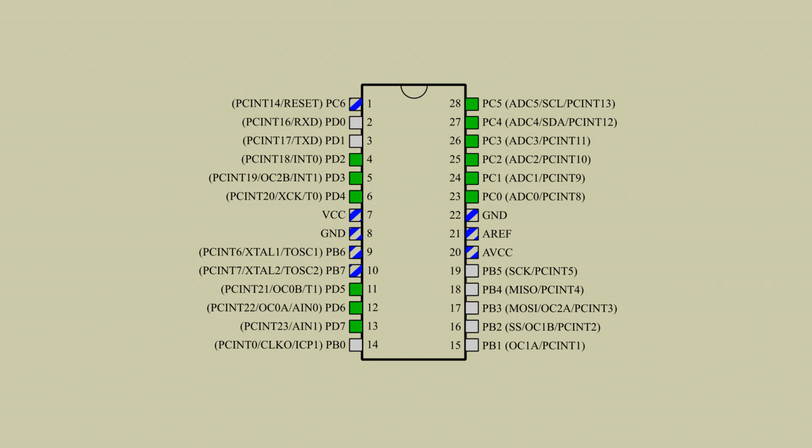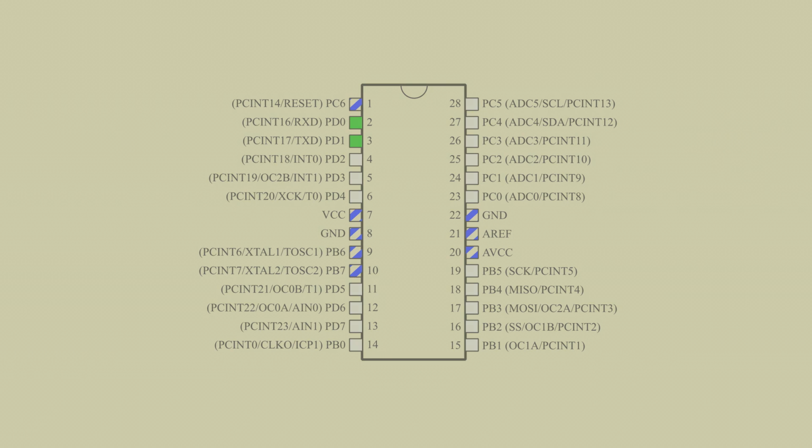In case you're wondering, PB6 and 7 at pins 9 and 10 are not available to us because they're connected to the 16 MHz crystal. Things wouldn't work without that. Similarly, PC6 at pin 1 is dedicated to the reset button, and PD0 and 1, pins 2 and 3, are tied to the serial port that you use to communicate with the PC.